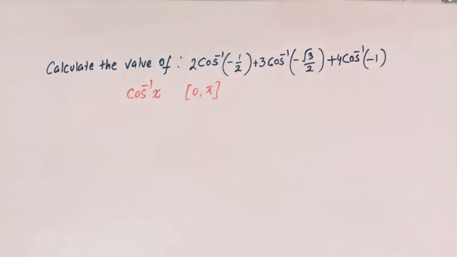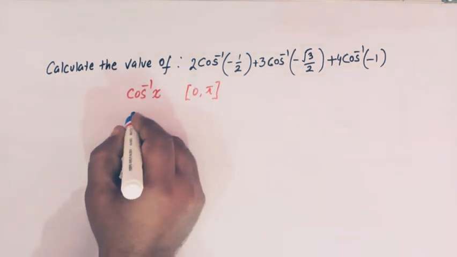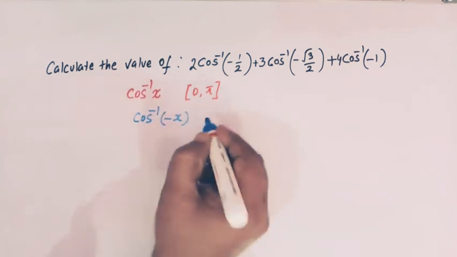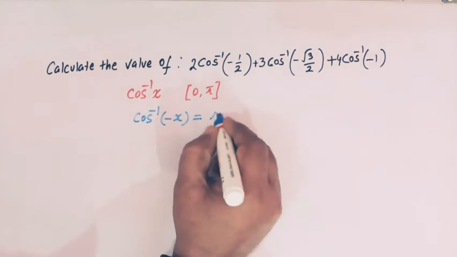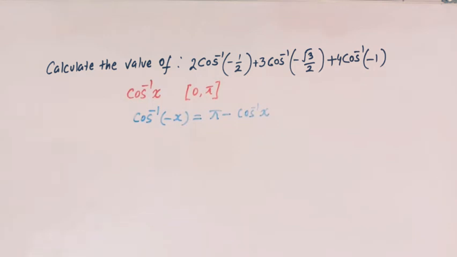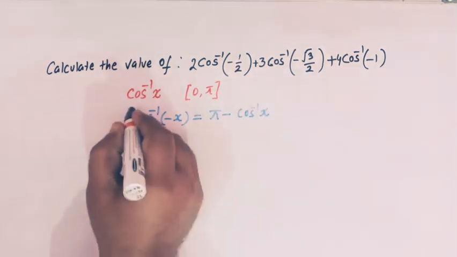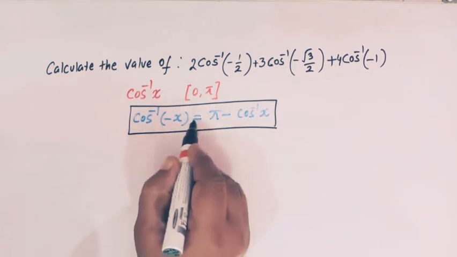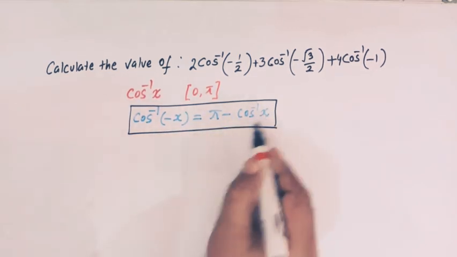Okay, now in order to evaluate this expression, we will make use of one important result, which says that cos inverse of minus x is equal to pi minus cos inverse of x, right? So we'll use this result to evaluate this expression, right? So cos inverse of minus x is equal to pi minus cos inverse of x.